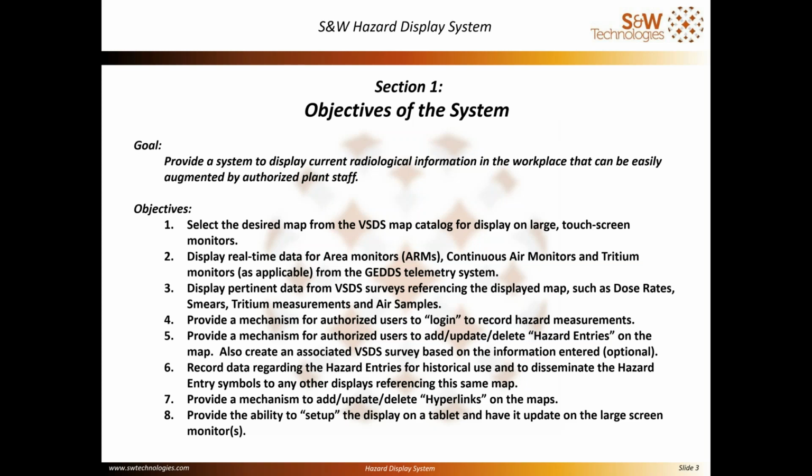We also have capabilities to put hyperlink symbols on the maps, which allow you to link to other things. You could open up a view of a live camera feed, for example, in a separate window, or link to a web page in your RP department or somewhere on the site, or open a document or spreadsheet or whatever. So we have all that capability built in.